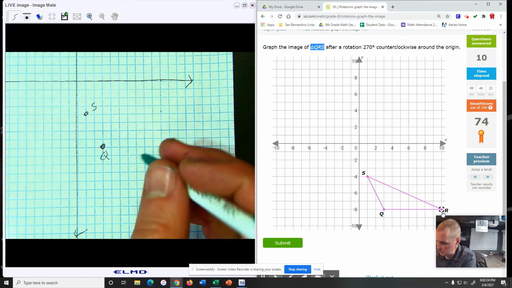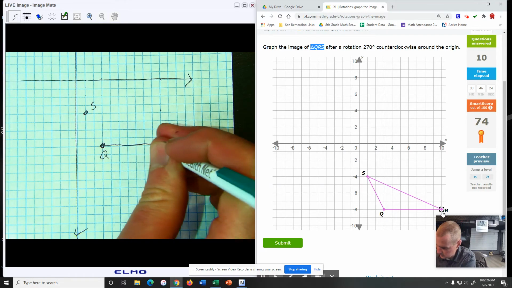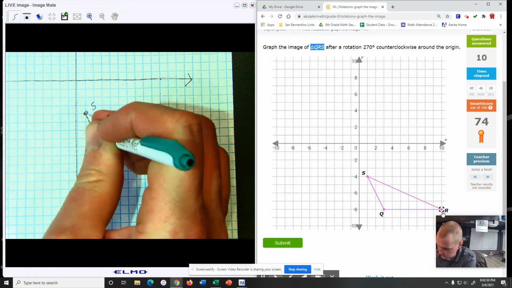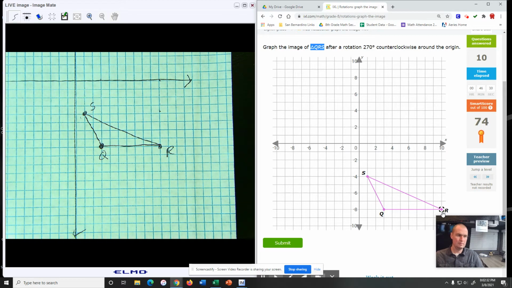And connect them in that order. Q to R, R to S, S back to Q. And there we go. We got an exact matching triangle as our IXL. And what do we need to do? We need to rotate it 270 degrees counterclockwise.